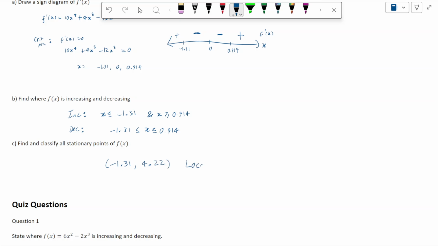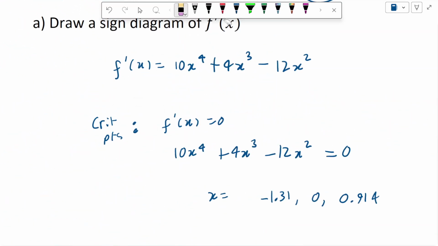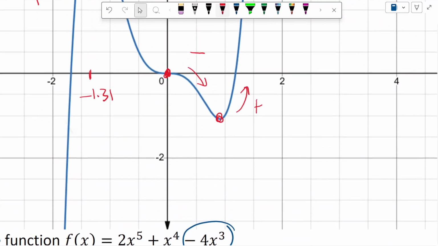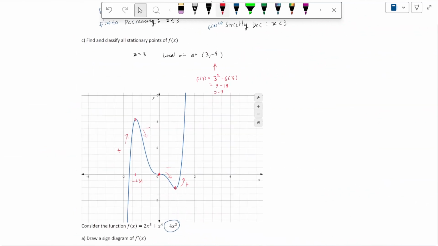This is a local maximum. And you can also tell from it being plus minus on the sign diagram. So it goes sort of uphill, then downhill. That would be a maximum. And you can also tell from the graph itself. So we've got a local max there. It's the top of the hill.